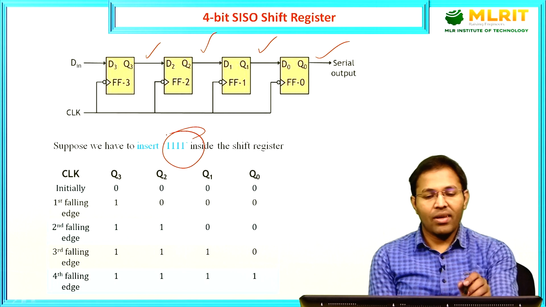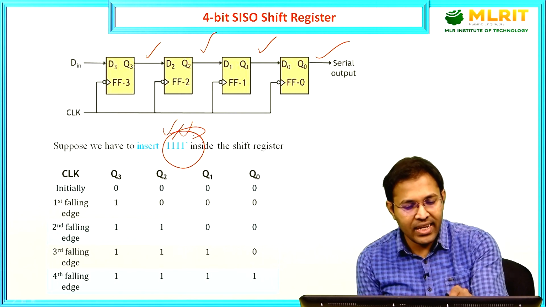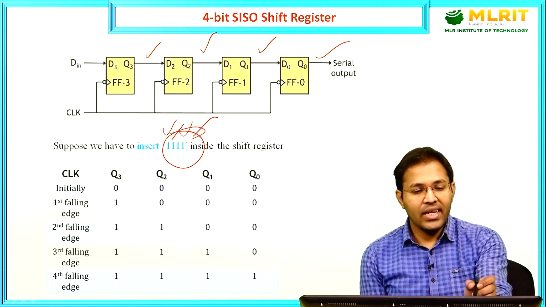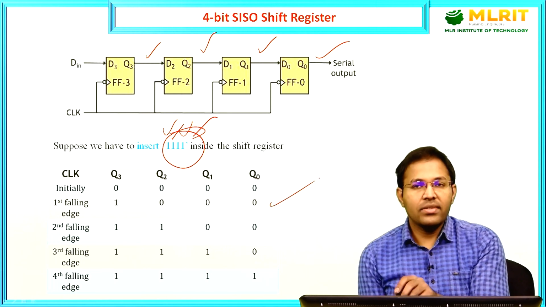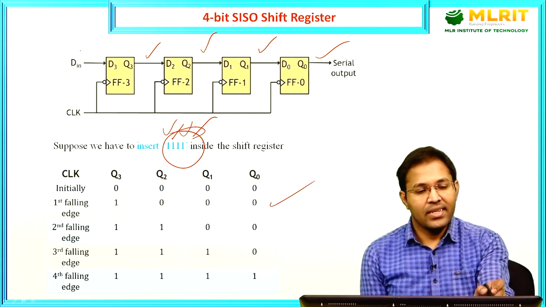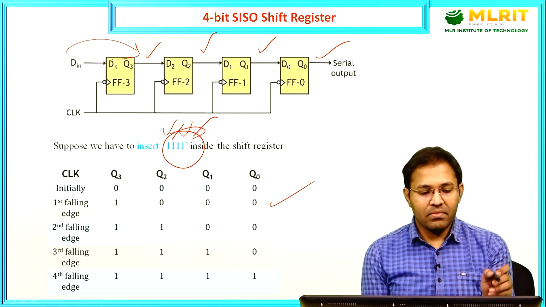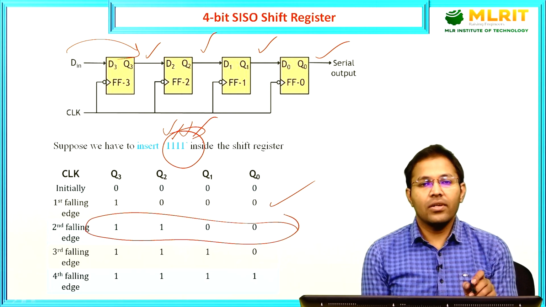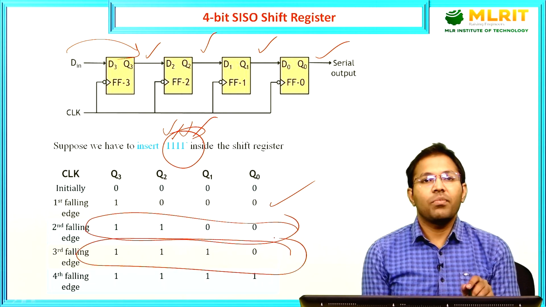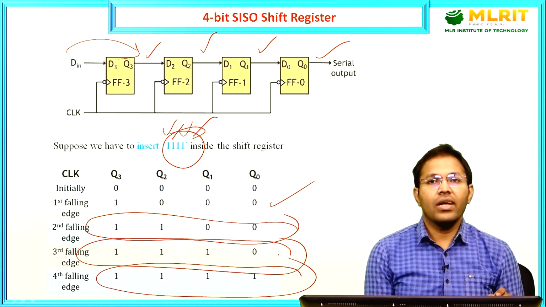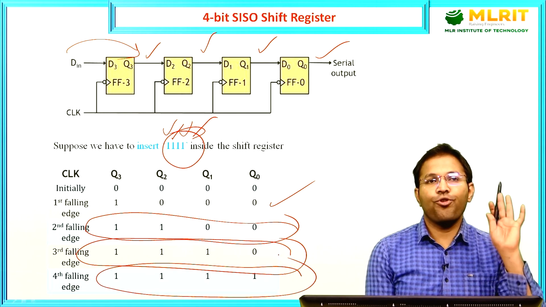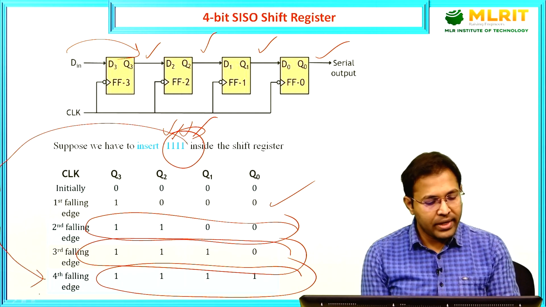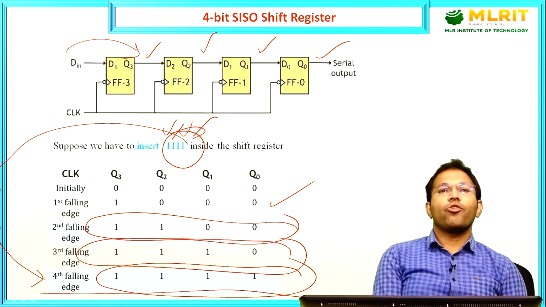Okay, 1 by 1 value we are entering serially. Fine. So as a result, what happens? Initially you have 1 0 0 0 because of the 1 entry. Then in the next case you have 1 1 0 0, next 1 1 1 0, and then 1 1 1 1. So it takes 4 clock pulses to enter a 4-bit data into a 4-bit shift register.